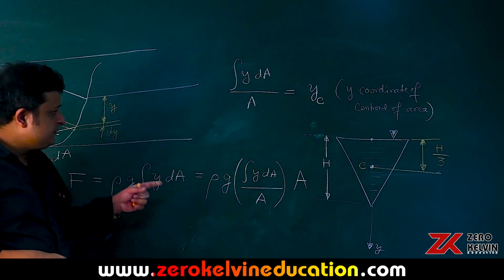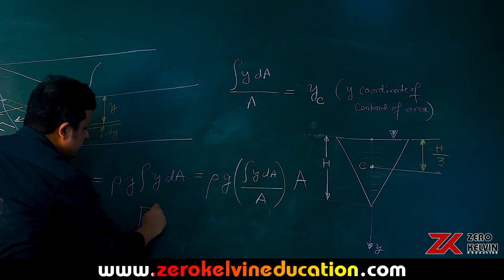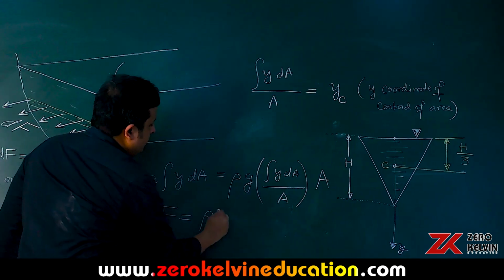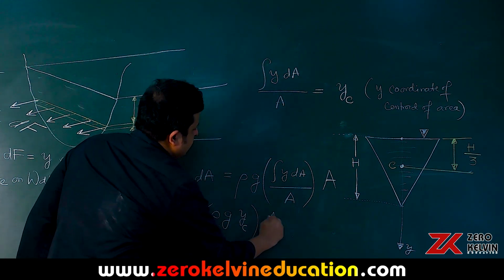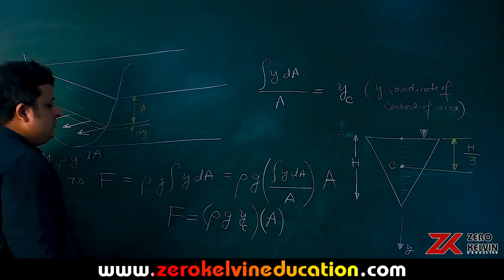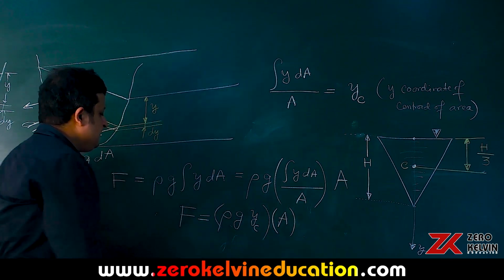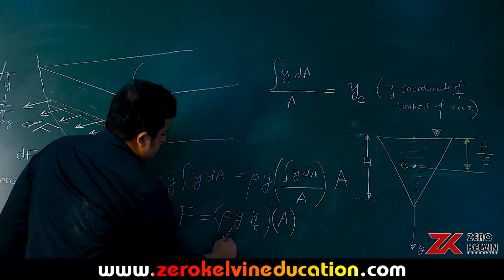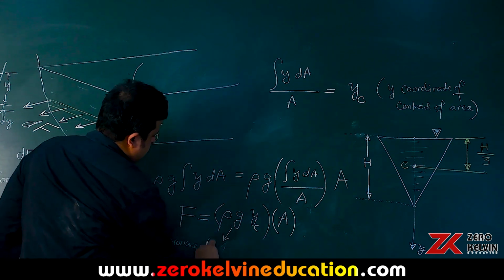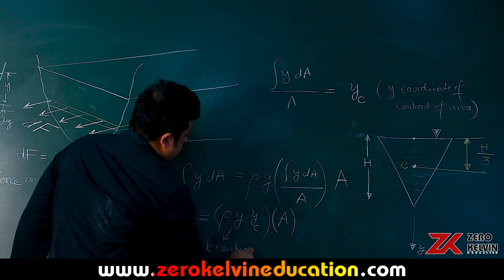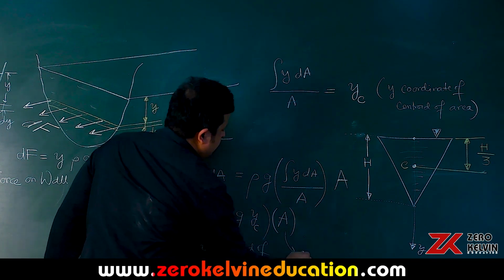So there it is, we have derived it. F is equal to, in general, rho g YC multiplied by A. This rho g YC is the pressure at the centroid of the area, multiplied by the area itself.